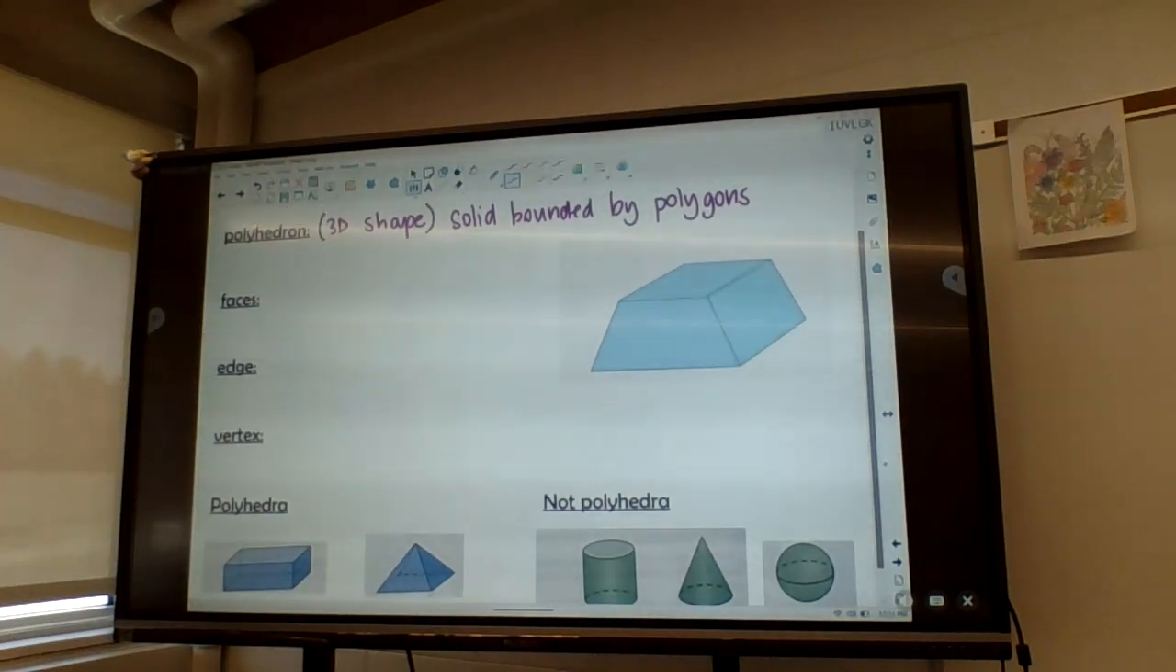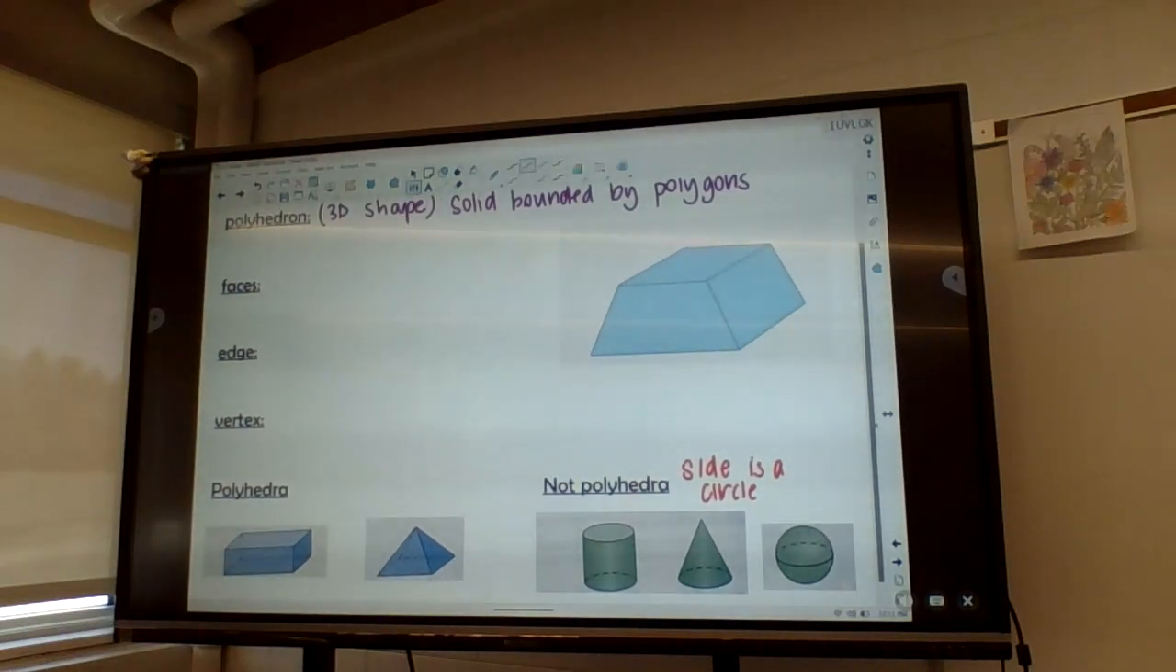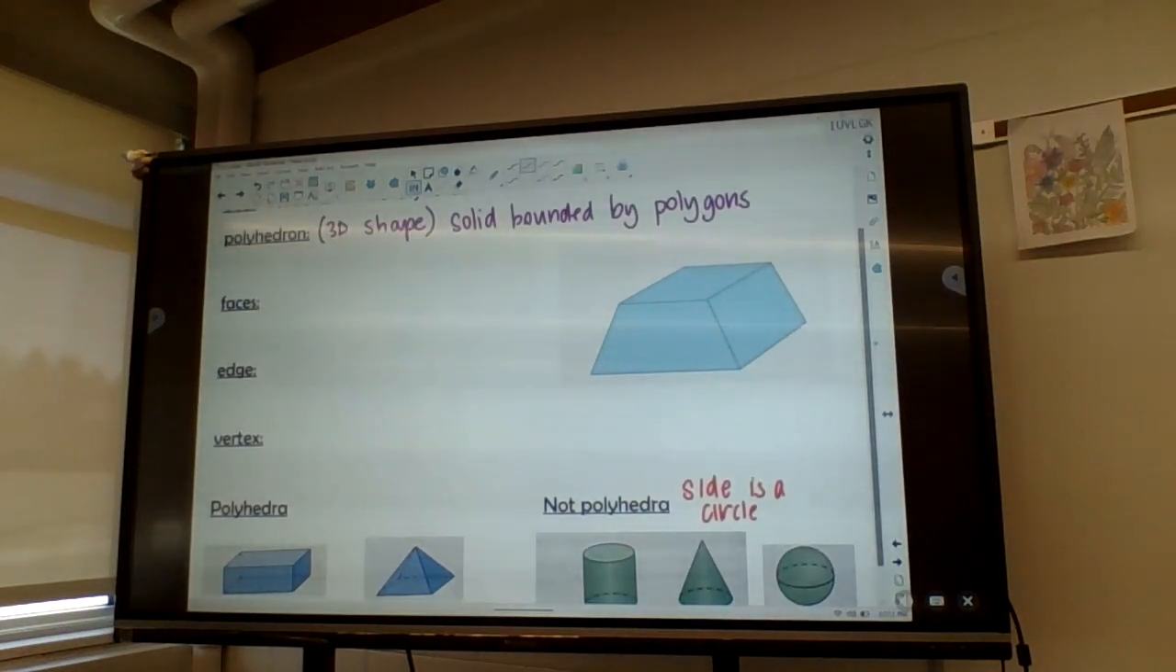The reason why these ones on the right are not polyhedra is because one of the sides is a circle. Or like the sphere doesn't have really any sides. So basically, the ones we're talking about today are called polyhedra, so a solid bounded by polygons. Now the other ones are shapes we're going to talk about this chapter, but they're specifically talking about polyhedra right here. And those polygons are called the faces. So those are basically the outside part of it.